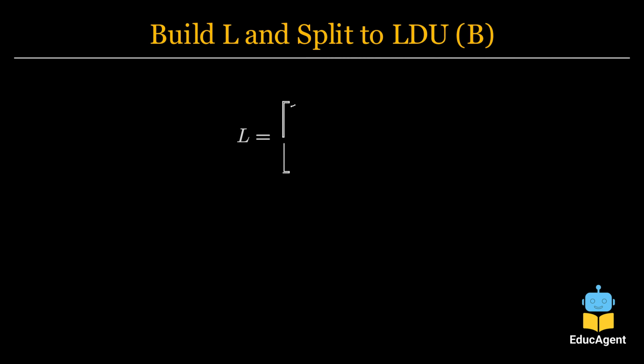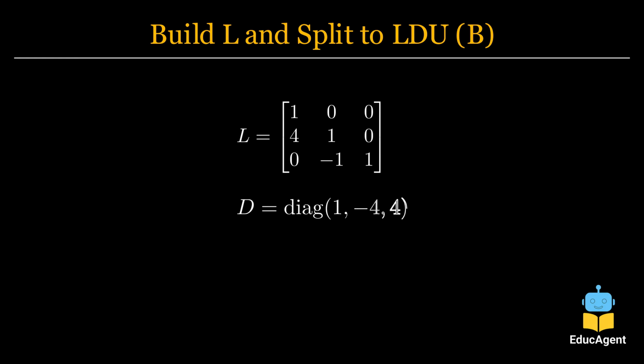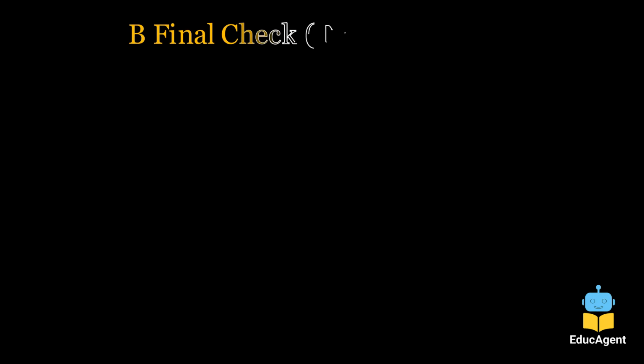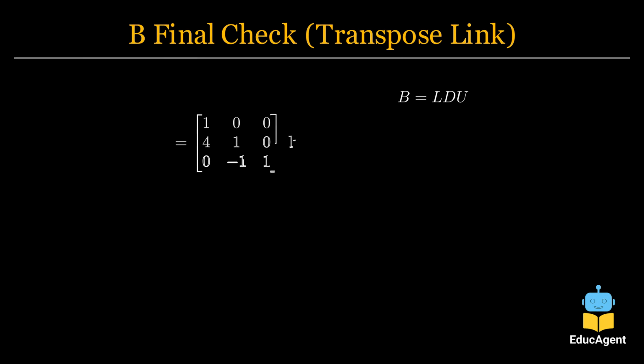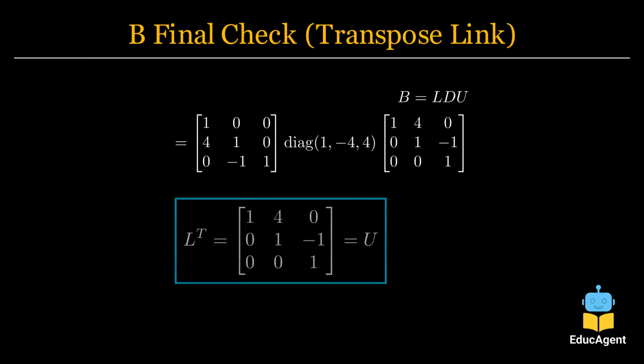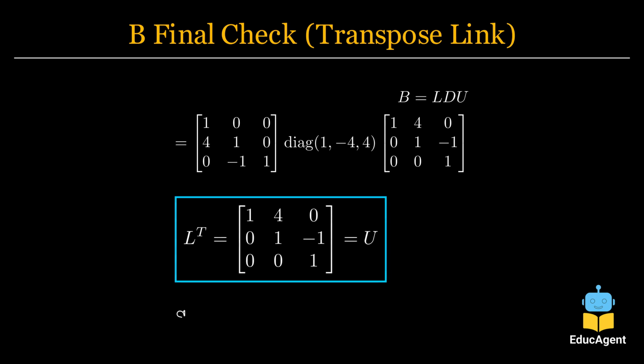Place the multipliers 4 and -1 into L below the diagonal, with ones on the diagonal. The pivots are 1, -4, and 4, so those go into the diagonal matrix D. Divide each row of U by its pivot, so the diagonal becomes all ones. That turns the 4 in row 2 into -1. This is the LDU factorization of B, and once again, symmetry shows up as U equals L transpose. That's the symmetric LDL transpose factorization.